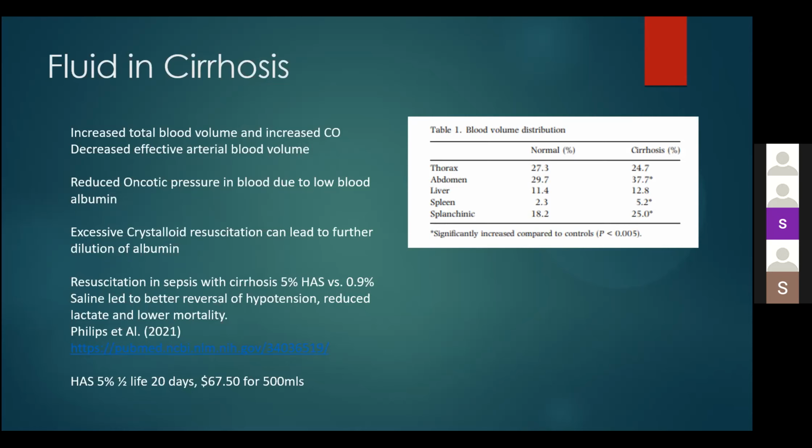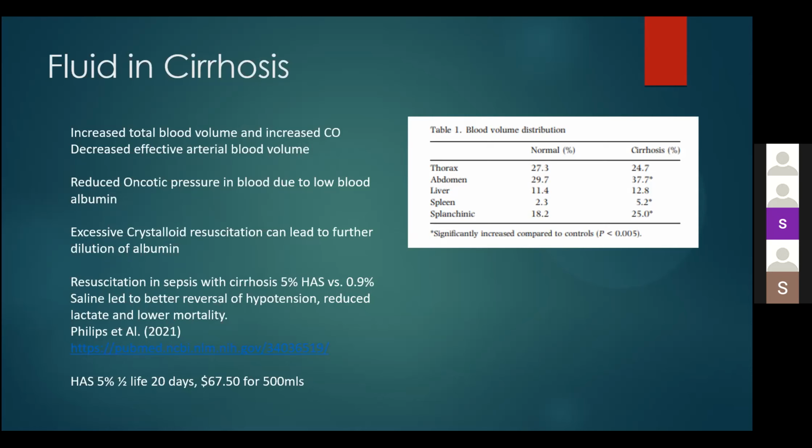So they have what we call a decreased effective arterial blood volume. So the amount of blood that their body is able to pump around is actually reduced compared to a baseline. They've got a low oncotic pressure secondary to low albumin, which means that fluid will often not stay in the vascular system as we like, and there is an increased risk of developing peripheral edema. And excessive resuscitation with crystalloids can lead to further dilution of this albumin, obviously through a dilutional effect, and that can lead to worsening peripheral edema as well.